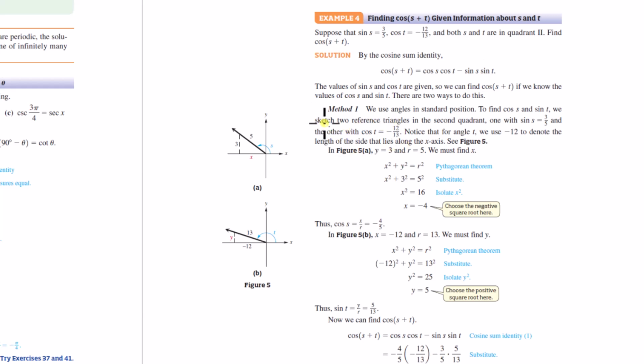they use two different methods. So the first method is, the key is they give us this information that s and t are in quadrant 2.